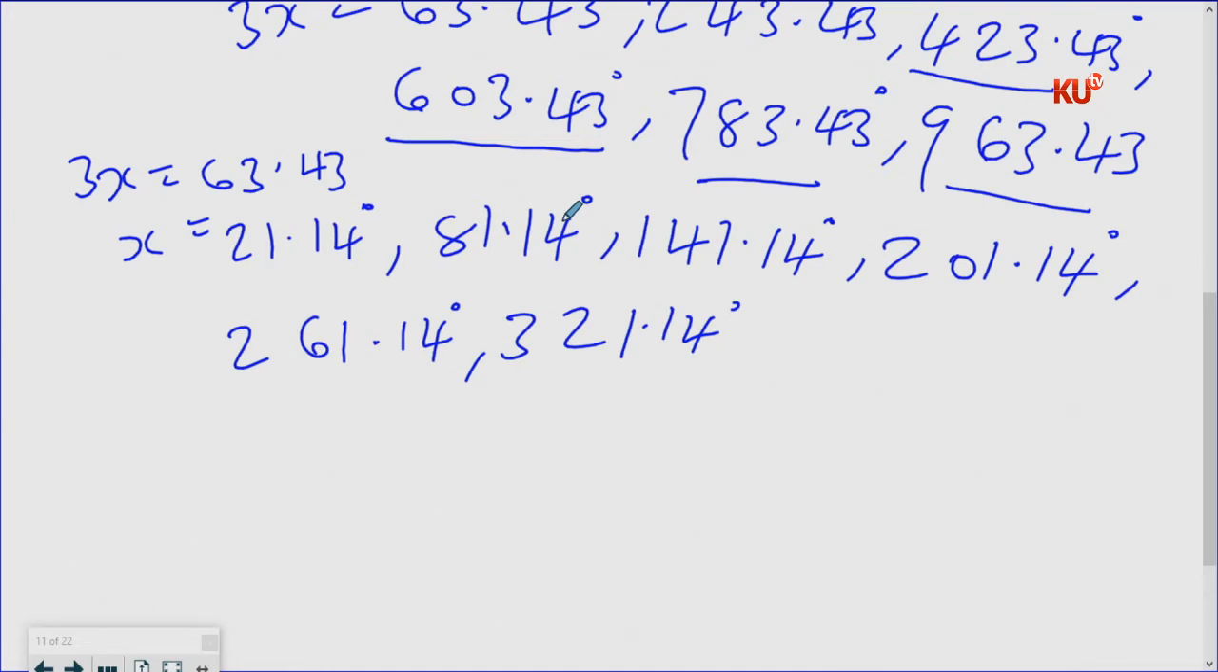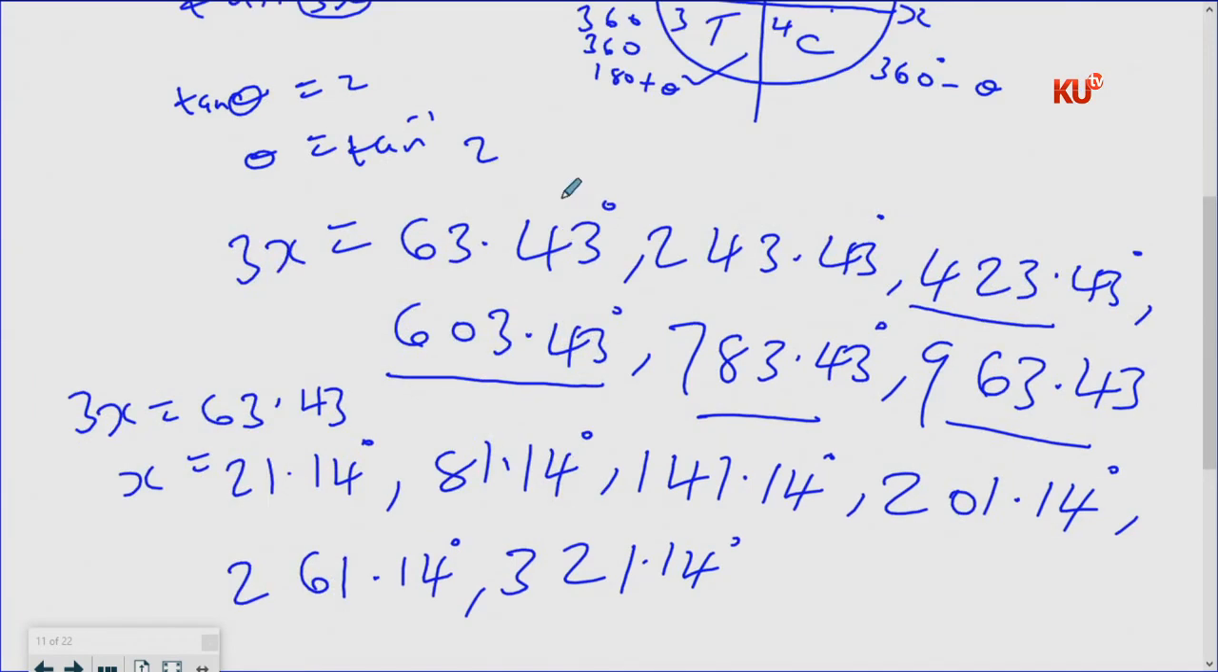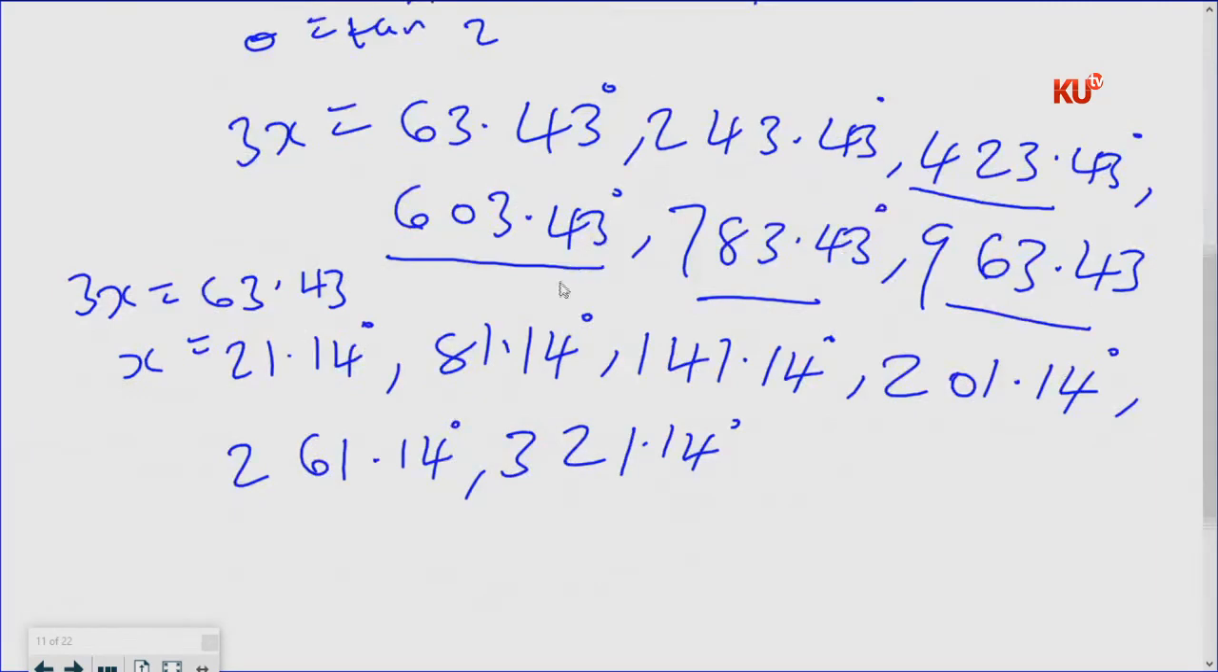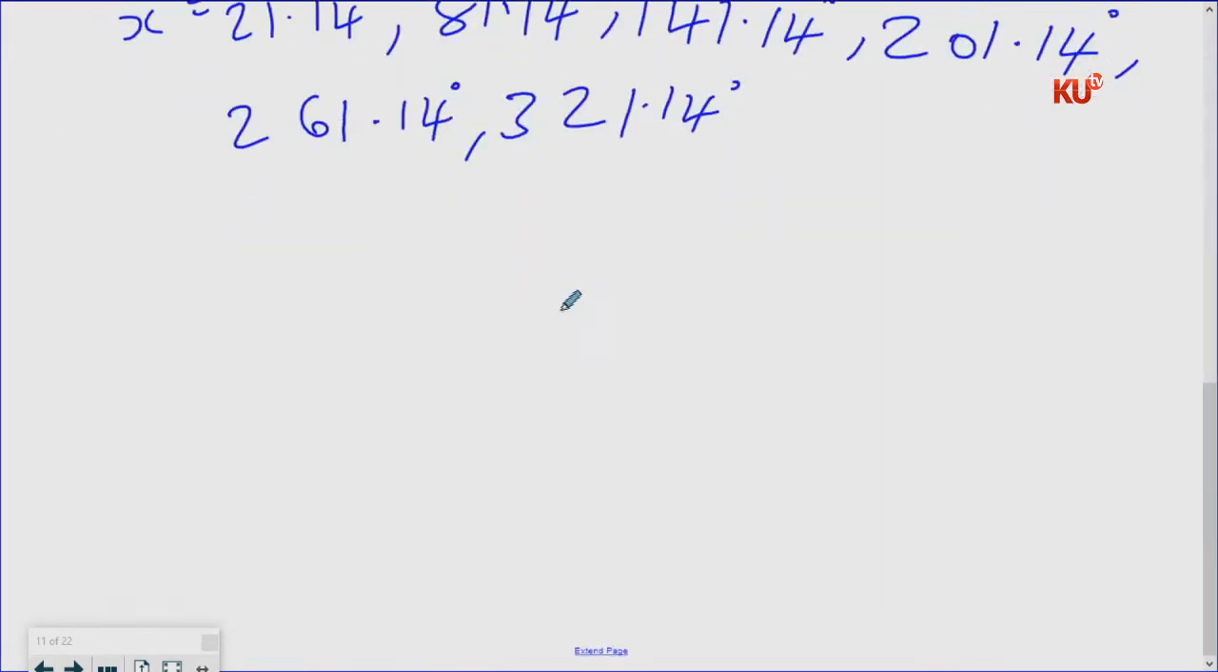So I'm sure there are some students who will just get the value of x and they say the value of x is equal to 63.43. Yet we still have other angles that will give us the same answer.